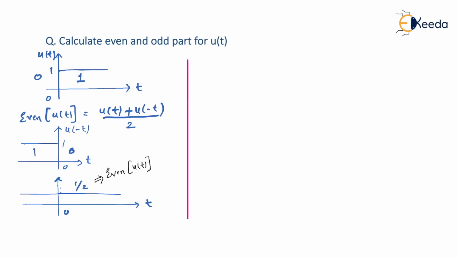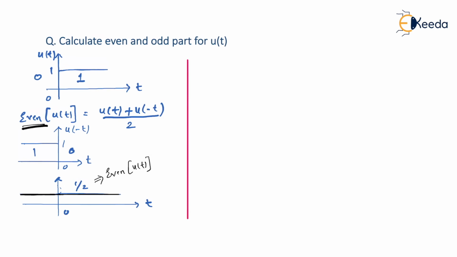Also, by characteristic it was quite clear. See, on the right hand side, if already I had half, then naturally on the left hand side I'll get the same, because it is an even signal, right? Because what we are ultimately going to calculate is an even signal, and an even signal has that property: whatever is present on the right hand side, the same characteristic should be present on the left hand side also, right? So this is the even part of u of t.